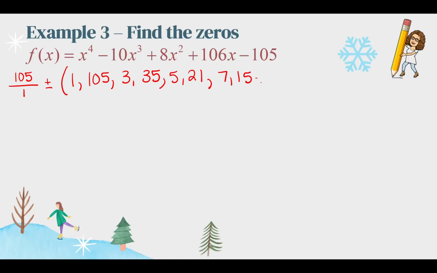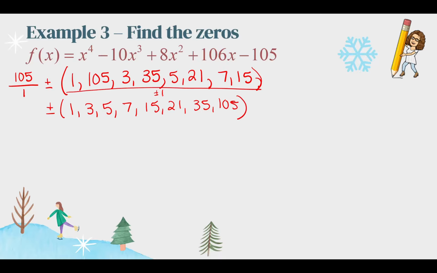7 and 15. Can I divide 8 in there? Nope. 9. Nope. 10. Nope. 11. Nope. 12. Nope. 13. It seems I have found the full gamut. I'm going to put them in order. Plus or minus 1, 3, 5, 7, 15, 21, 35, 105. Because technically these guys would all be over plus or minus 1, right? Because factors that make 1 are 1.